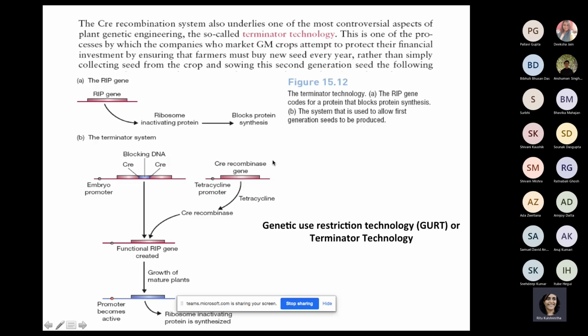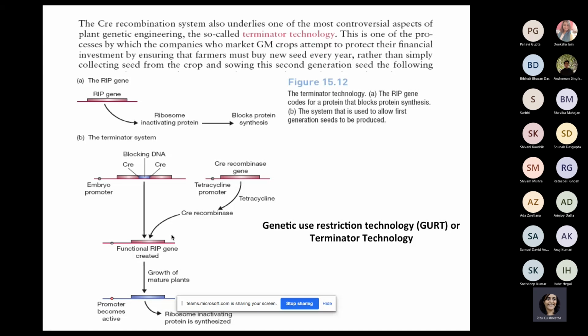So another gene is cloned, which is the Cre recombinase gene, and it is under control of a tetracycline promoter. So when you treat it with tetracycline, this promoter will become activated and Cre will be made. This blocking DNA will be removed because Cre will recognize the sites and remove it, and what we get is a functional RIP gene.